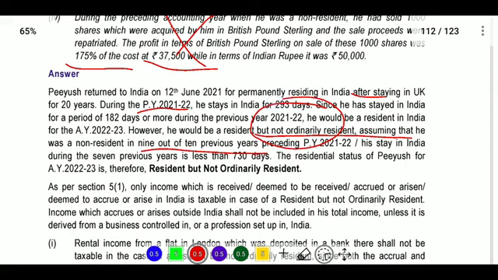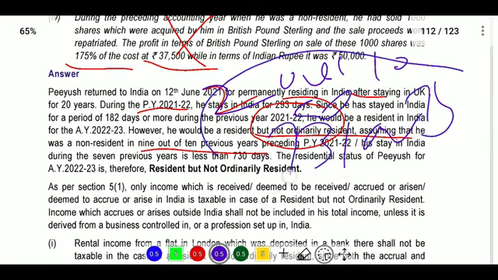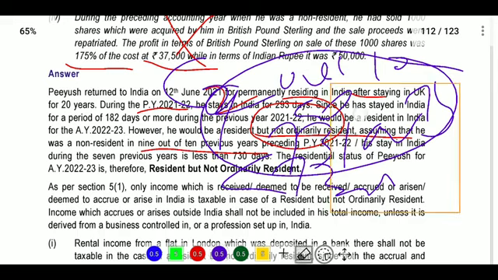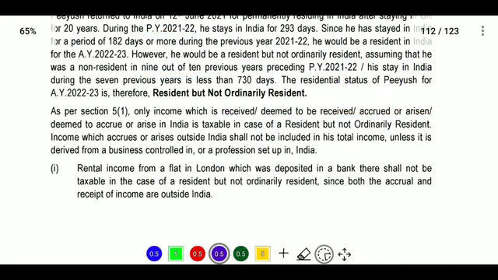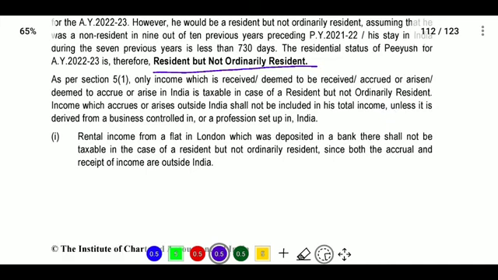So he is not treated as ordinary resident when he was non-resident in 9 out of 10 years, that is, he stayed only 2 years out of 10 years, and less than 730 days out of 7 years. Next, for resident but not ordinary resident, only the income which is received, deemed to be received, accrued or arising, or deemed to accrue or arise in India is taxable.